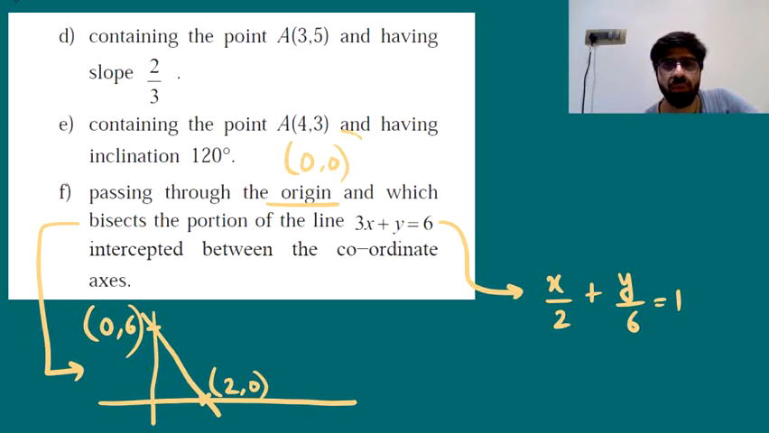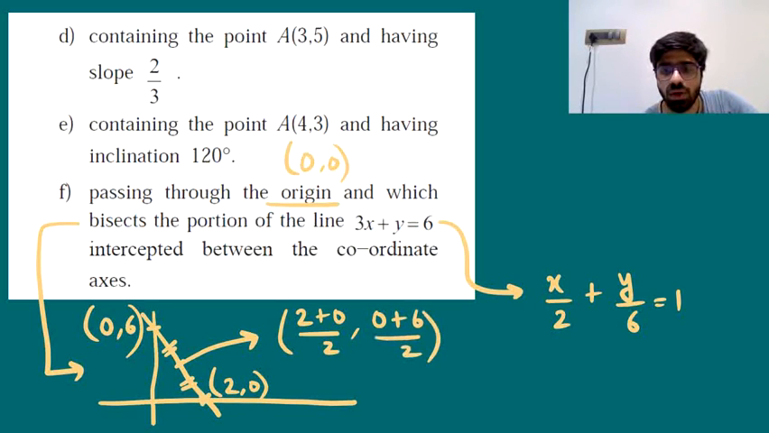Okay, the second point, one point through which our line passes is the origin. The second point through which our line passes is the midpoint of this part, that is this part of the line which has been intercepted between the coordinate axis. The coordinates for this point will be obtained by the midpoint formula. That will be 2 plus 0 divided by 2. And the y coordinate will be 0 plus 6 divided by 2. So this midpoint turns out to be 1, 3. And yeah, that's the second point through which our line passes.